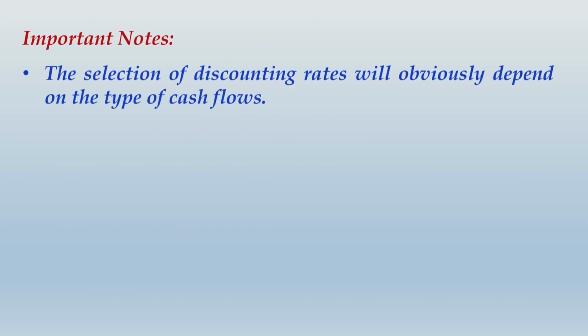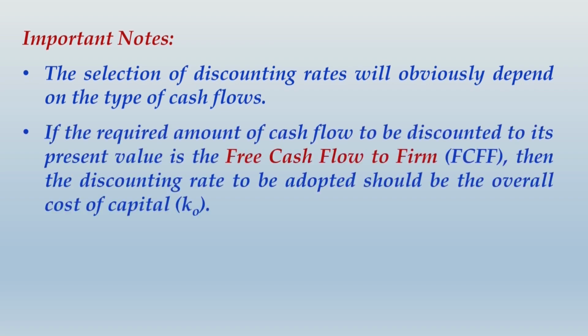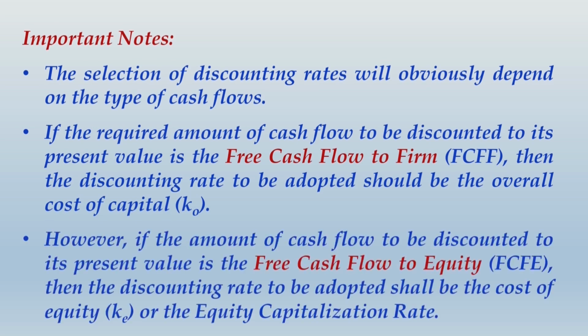The selection of discounting rates will obviously depend on the type of cash flows. If the required amount of cash flow to be discounted to its present value is the free cash flow to firm, that is FCFF, then the discounting rate to be adopted should be the overall cost of capital, that is KO. However, if the amount of cash flow to be discounted to its present value is free cash flow to equity, that is FCFE, then the discounting rate to be adopted shall be the cost of equity, that is KE, or the equity capitalization rate. So please write up these important notes and then I take you ahead.